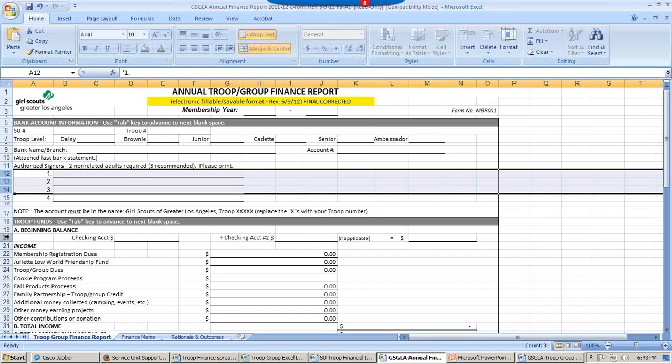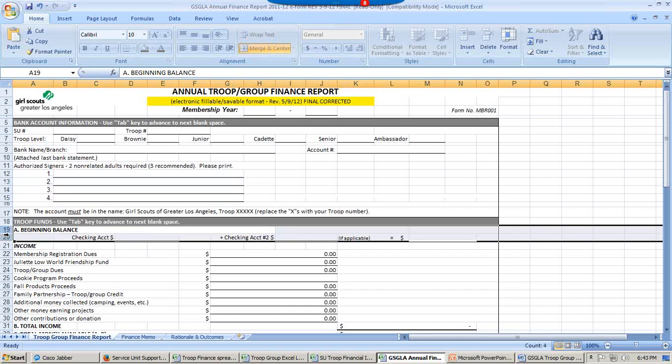So when you start this report, your beginning balance is going to be 0 if you're brand new. But beyond that, it's going to be your ending balance from last year. So that's where you start.